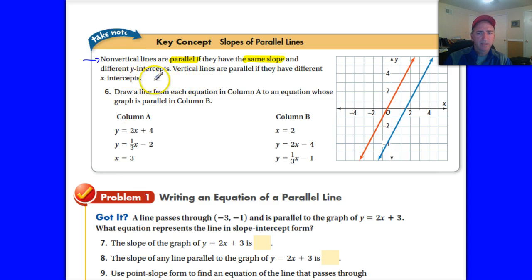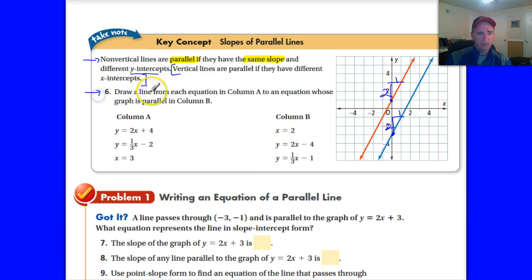There's a little bit more to this, which is true: they have different y-intercepts. Here's an example of two parallel lines. They go through different y-intercepts, but you'll notice the slope on both of these lines is 2 over 1. So they're parallel. It makes sense that if two lines are parallel, they would have the same slope and different intercepts. Now it does say vertical lines are parallel if they have different x-intercepts. That just means vertical lines don't have a y-intercept. That's why they threw that sentence in there for you.